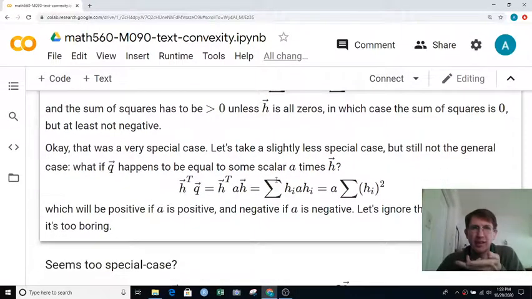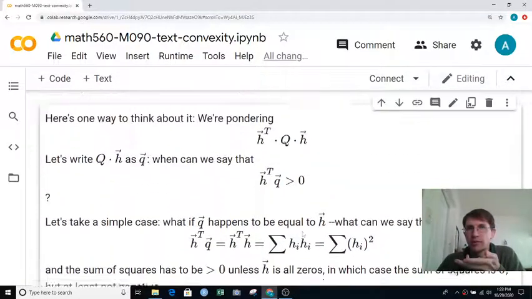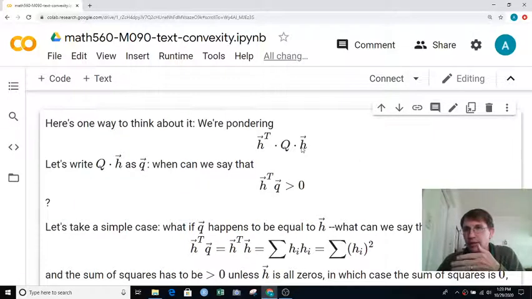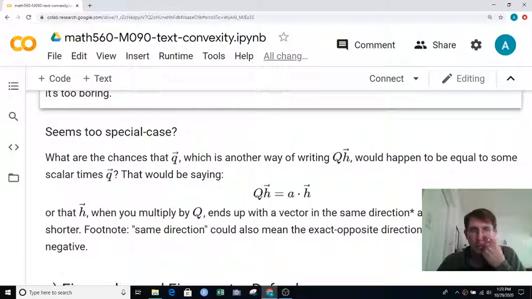So does that seem still kind of special? Like, what's the chance that I would happen to choose an h that was some matrix times itself times a scalar? Let's look at that condition again. We're saying, what if I chose h such that when I multiplied it by a matrix, I got back the same vector but times a scalar. So it was either stretched out in the same direction, or sometimes in maths the same direction actually could be the opposite direction. If a is a negative value, then we're kind of pointing in the same direction but in a negative way. So we have to kind of allow for that.